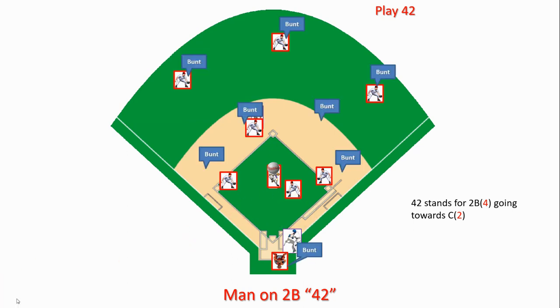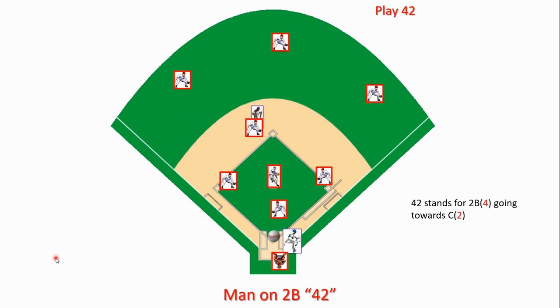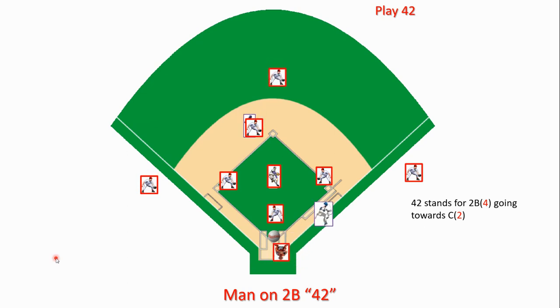Let's see what it looks like. Everybody backing up in the outfield, and we're trying to make that play at third base. Okay, so that's 42. Yeah, I think that's it for the bunts.